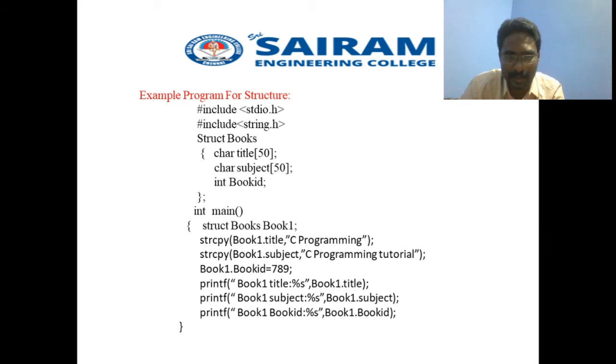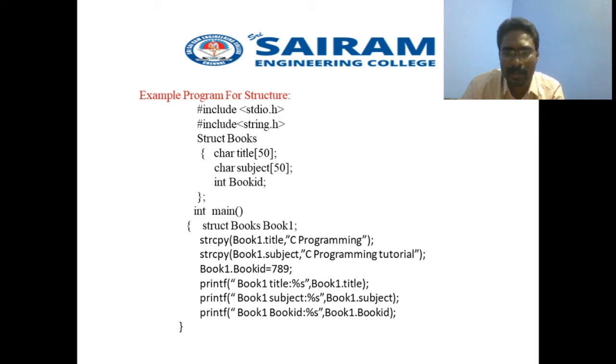To access the book ID, we use the object: book1.book_ID equal to, and you need to assign the value. Later I am going to print the title, subject and then book ID for the structure which I have created. The same way we assigned values to the variables through the object, to print the title, subject and book ID you need to use the structure object. So this is the way to create a structure.